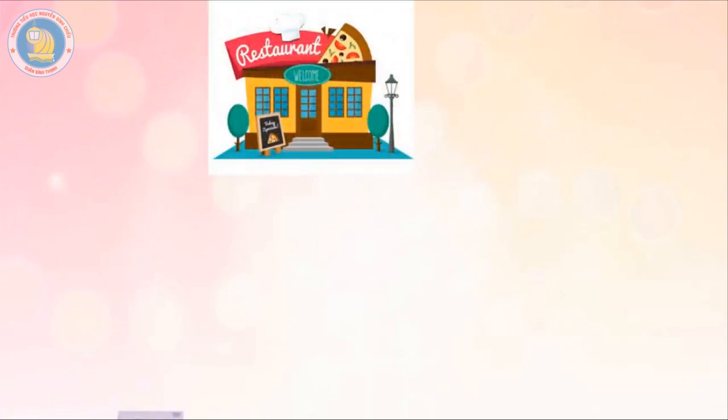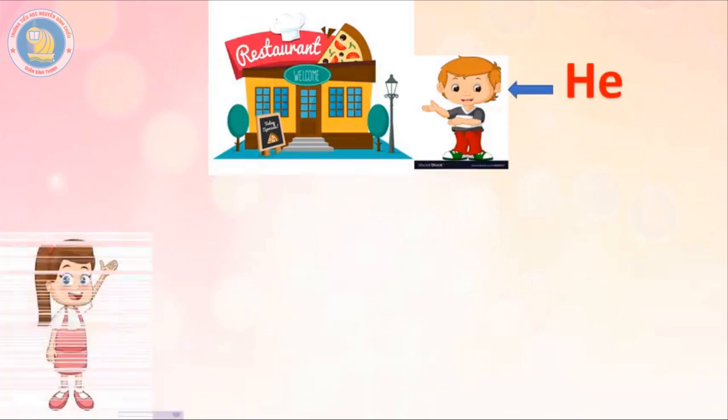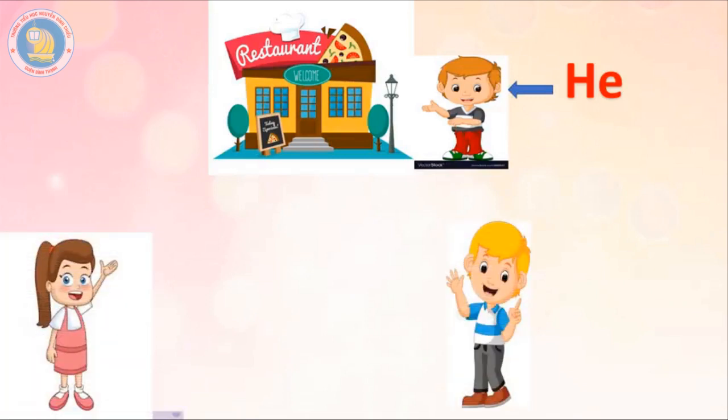Continue. Where is it? Restaurant. That's right. Repeat. Restaurant. Hello. I am going to the restaurant. He. If you see a boy, you say he. Hello, I'm Kate. Hello, I'm Andy.